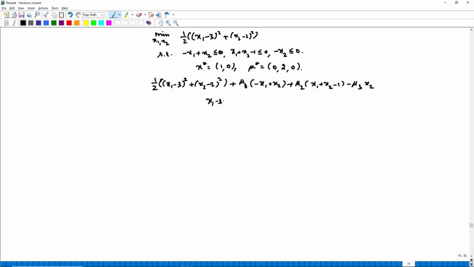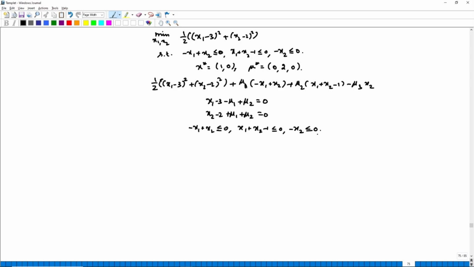If you write down the KKT conditions, we will have 2 into (x1 minus 3) plus or minus mu 1. I am just differentiating this with respect to x1, so we will have minus mu 1 plus mu 2 equal to 0, and if you differentiate with respect to x2, you will have x2 minus 2 plus mu 1 plus mu 2 equal to 0, right. That is just the derivative of the Lagrangian with respect to x. The other constraints are that these three constraints have to be satisfied: minus x1 plus x2 less than or equal to 0, x1 plus x2 minus 1 less than or equal to 0, and minus x2 less than or equal to 0, right.